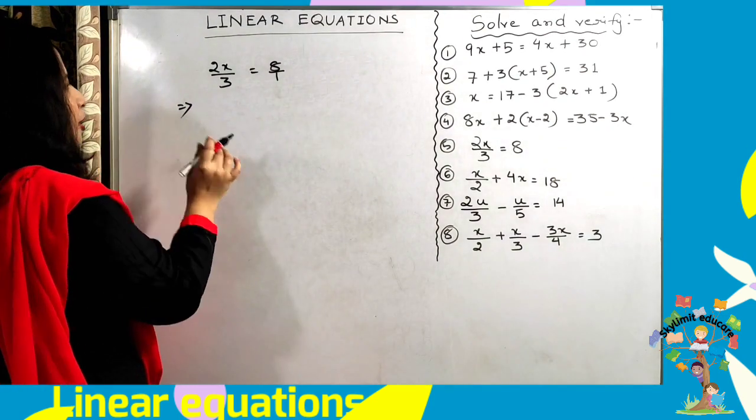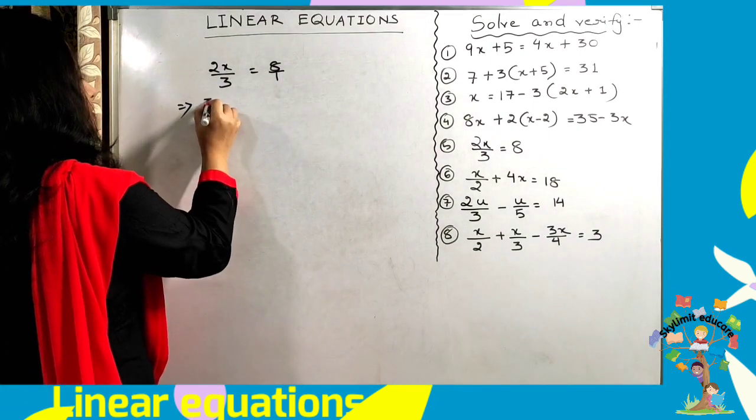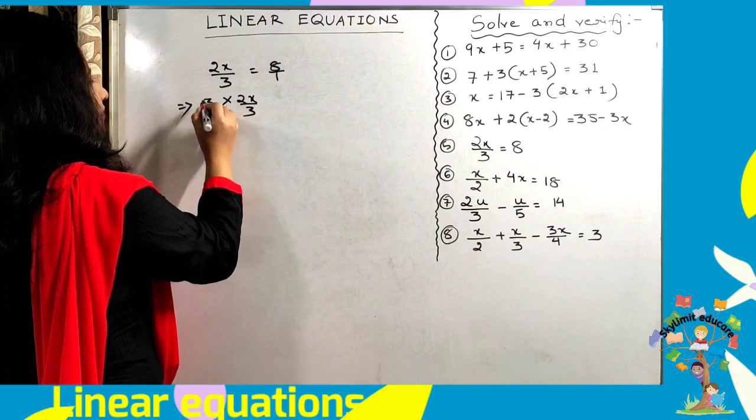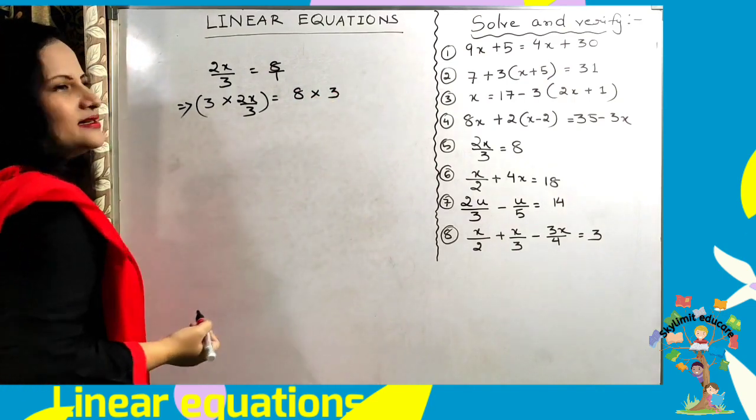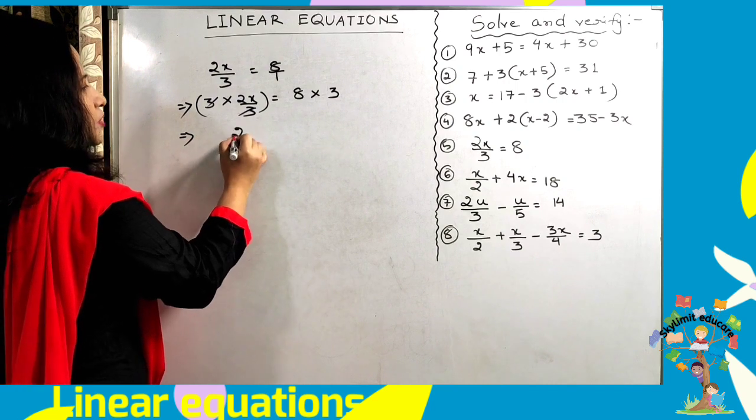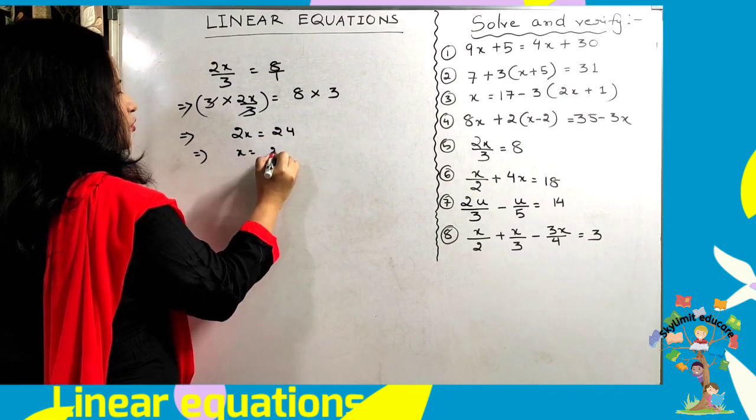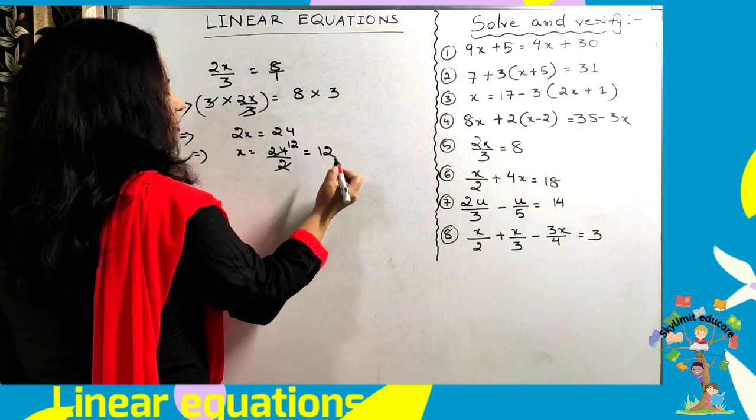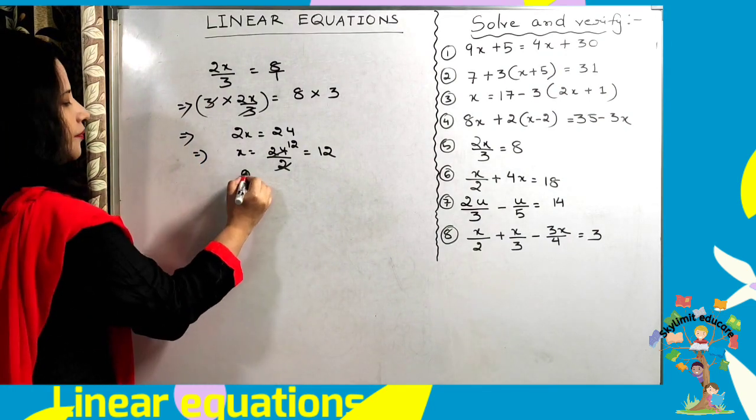Yes or no? So what you will do, you will multiply the LCM to every term. That means what? 3 is the LCM will be multiplied to 2x by 3. And 8 will be also multiplied to the LCM. Okay? So now 3 cancels out. So 2x is equal to 24. That implies x is equal to 24 divided by 2. So how much we got here? 12.